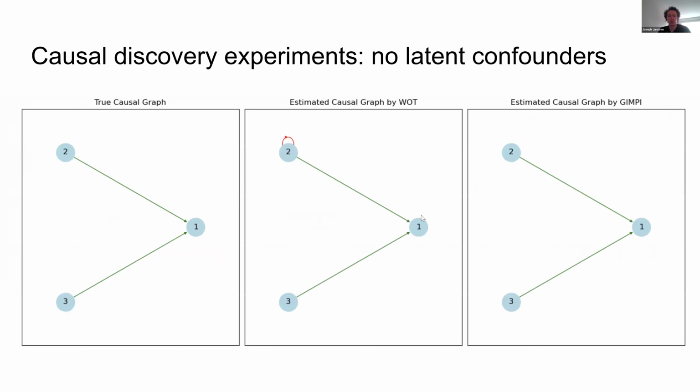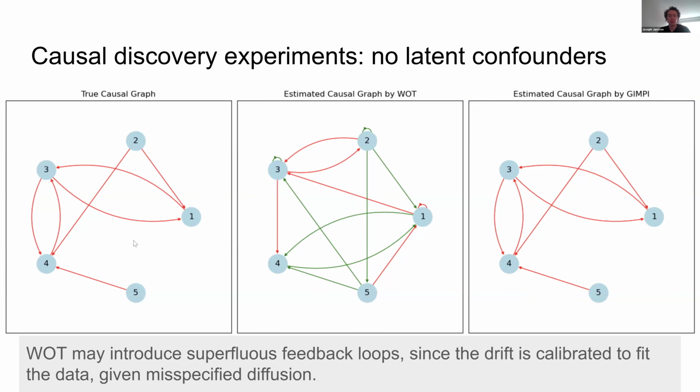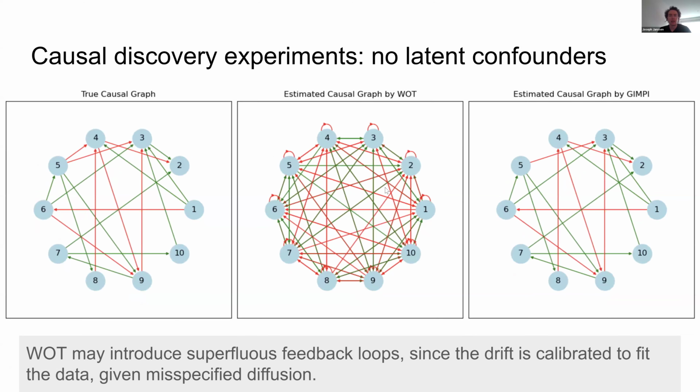So we can use this to run some simulations, and we can see in 3D, the true causal graph is this collider graph, and Gimpy can perfectly estimate this, while Watt fails in one case. When we bump this up to a 5-dimensional process, Gimpy still does perfectly. And again, this is in the no latent confounders case, so we'll get to the unobserved confounders later. And then this is in the 10-dimensional case. Gimpy again does perfectly, while Watt completely fails, overestimating the number of connections.